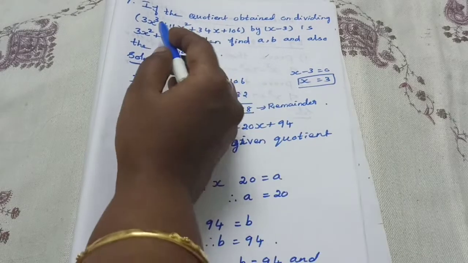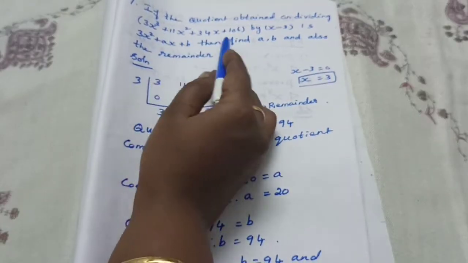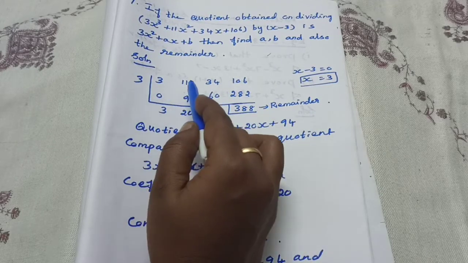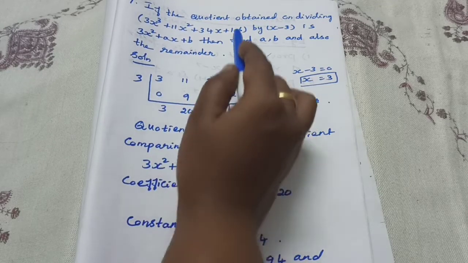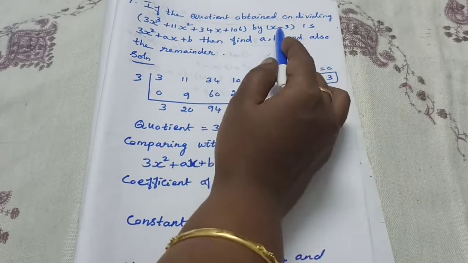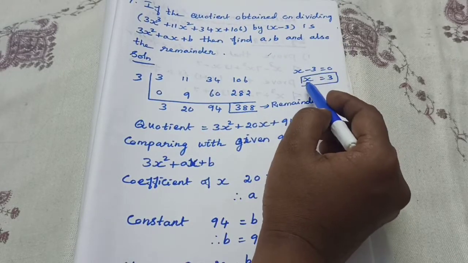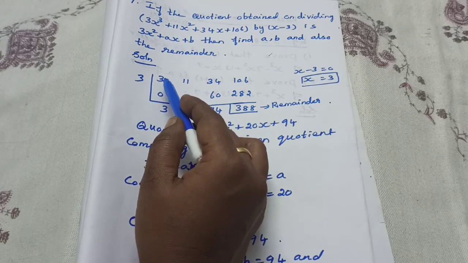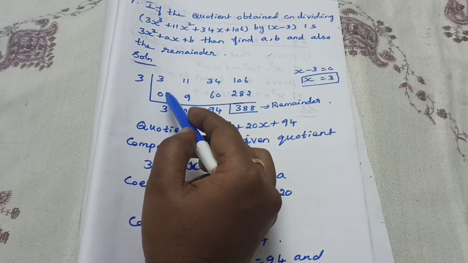Then this is the dividend, and the standard form is given. We can follow the synthetic division method. 3, 11, 34 and 106. And this is the divisor: x minus 3 equal to 0, x equal to 3. Then that 3 you should write here. For the first term we have to put 0.